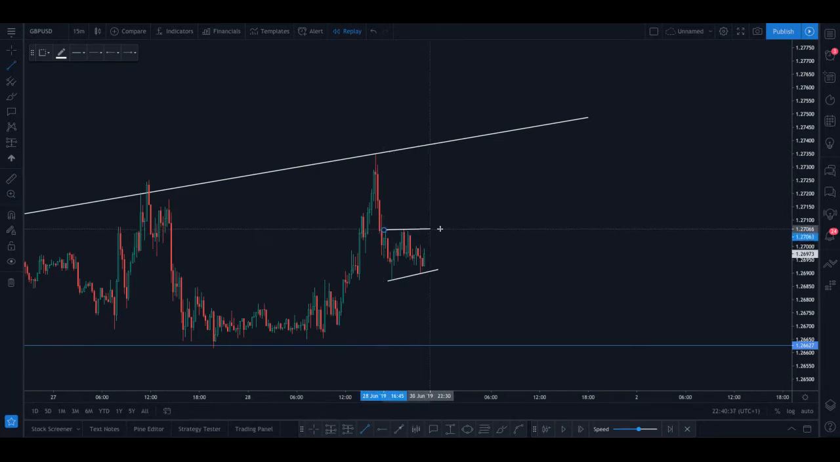Right, so what we found here is also a nice flag pattern. These patterns repeat themselves all the time in the market. We see them day in, day out. Again, a go-to setup when we are trying to find trade opportunities.